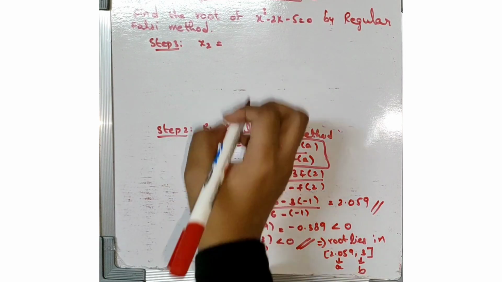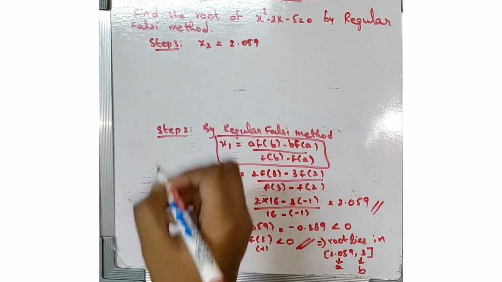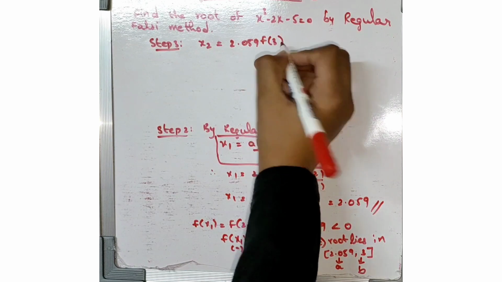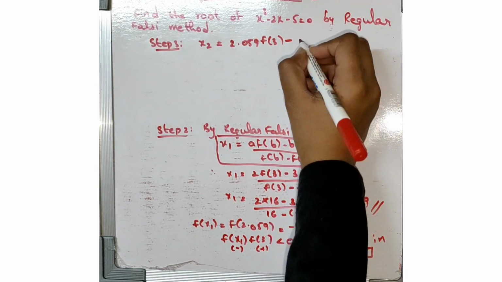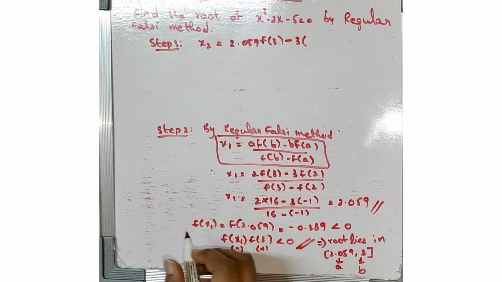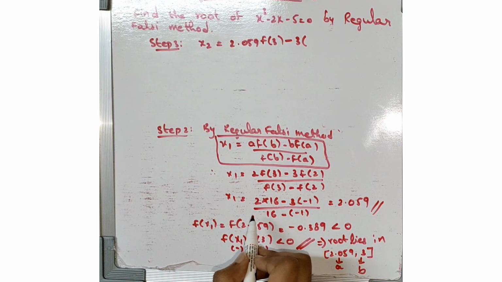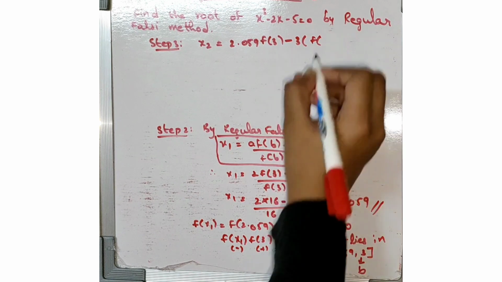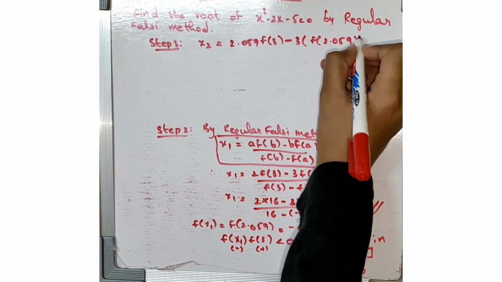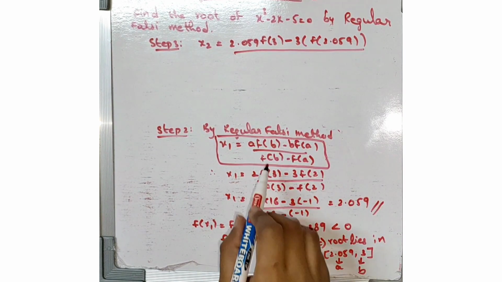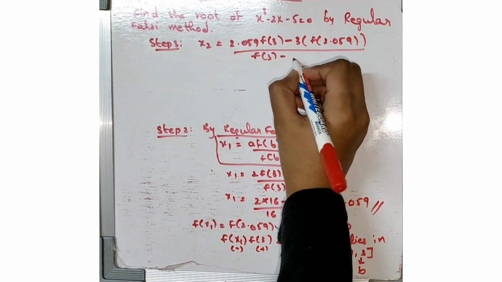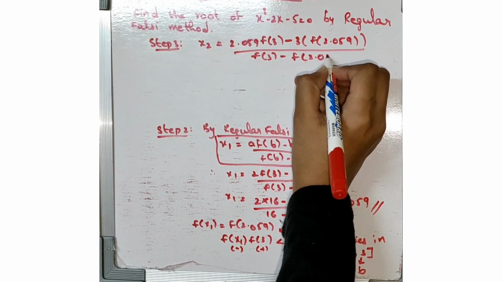Now what is a? a is 2.059 into f of b. b is 3, right? f of 3 minus b, 3, into f of a. f of a, I think we have calculated earlier, right? f of a is f of 2.059, divided by f of b, what is f of b? f of 3 minus f of a. f of a is f of 2.059.